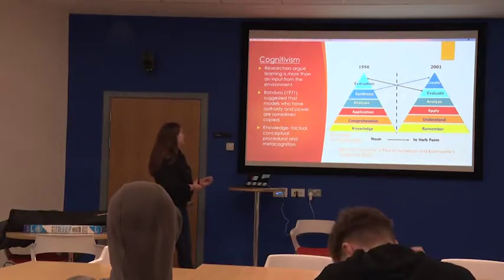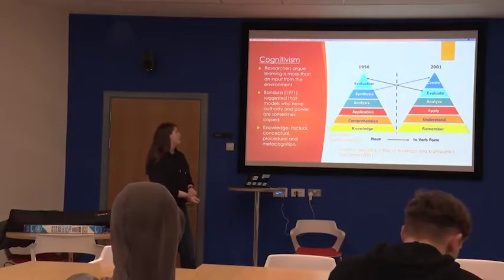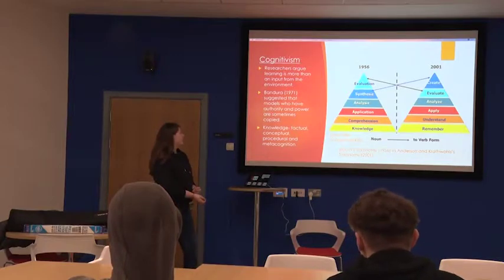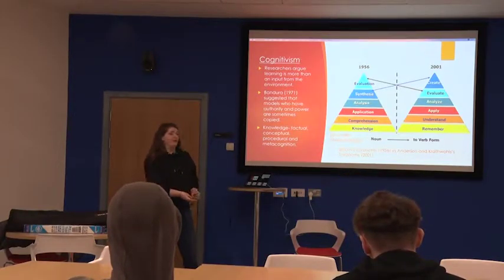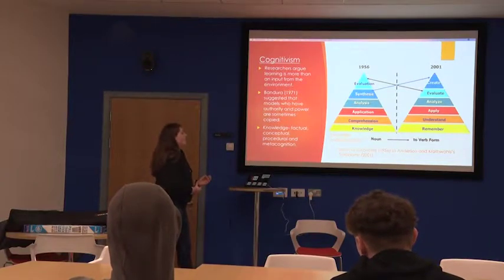Cognitivism is research that argues that it's more important from the environment. Bandura suggested that models who have authority and power can sometimes be copied or imitated. So Bloom's taxonomy looks at this.